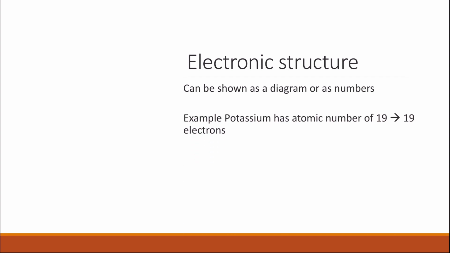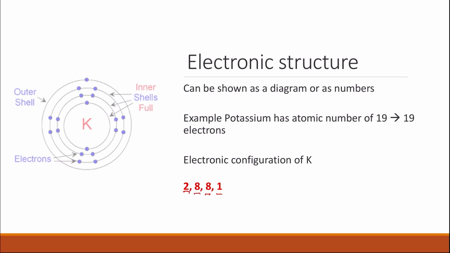Another example is potassium. So potassium has an atomic number of 19, so it has a total of 19 electrons. The electronic structure or electronic configuration of potassium, if you want to represent it with numbers, would be 2, 8, 8, 1. So there are a total of 4 different energy shells. And we can also represent it using the diagram where we draw the different energy levels with the maximum number of electrons they have, or with the number of electrons in each.